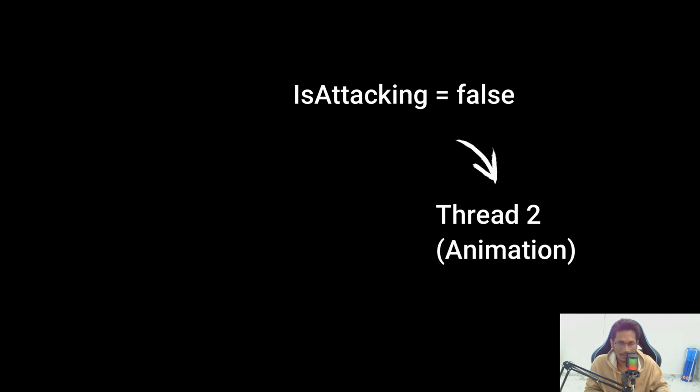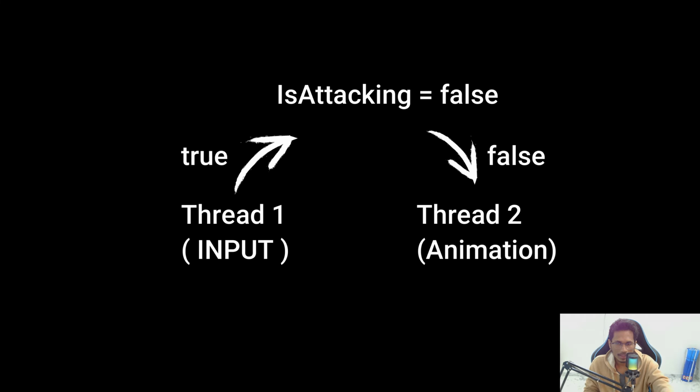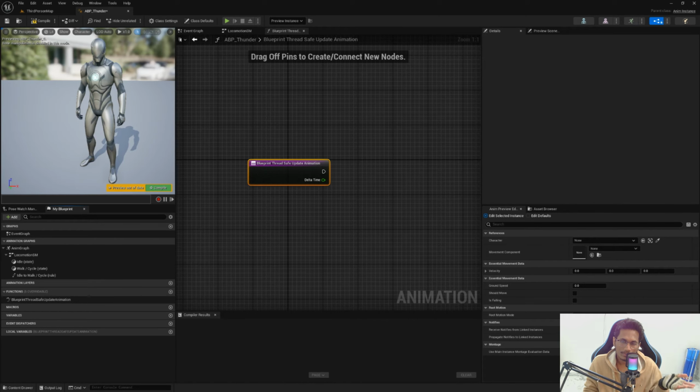So when you are clicking, the click response goes to the first thread, but the second thread says, I still see is attacking false. That means I have to stay in the idle state. So that's how an inconsistent state is introduced if you follow a multiple thread approach. But if only one thread performs everything, for example taking input actions and then performing the animation, then there is not going to be any problem.